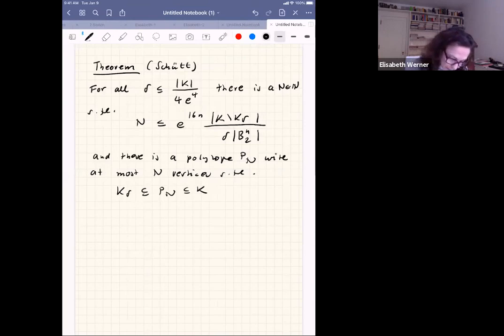So the approximation of the body with this floating body algorithm polytope is given by this, and now we want to see how good this approximation is.